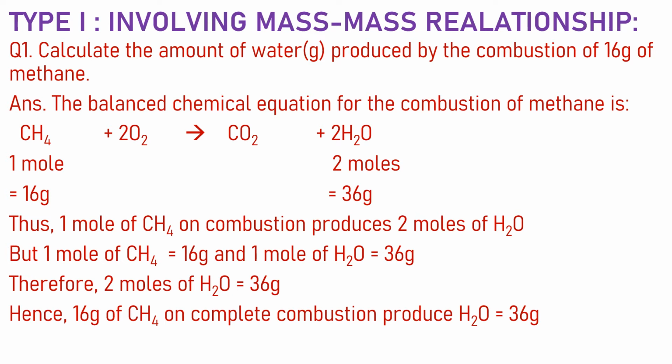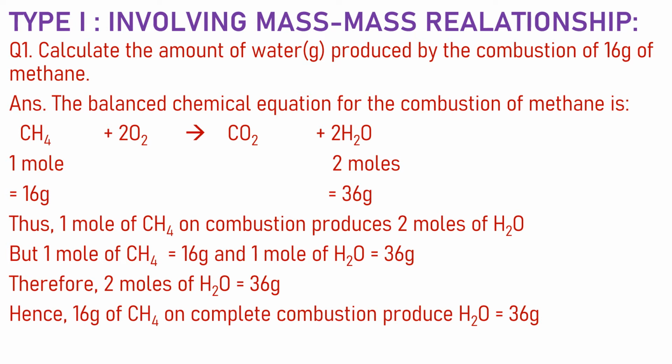Okay, so the question is like this: we have to calculate the amount of water in grams produced by the combustion of 60 gram of methane. So we have got the question. After reading the question, first we have to write the balanced chemical equation for the combustion of methane.